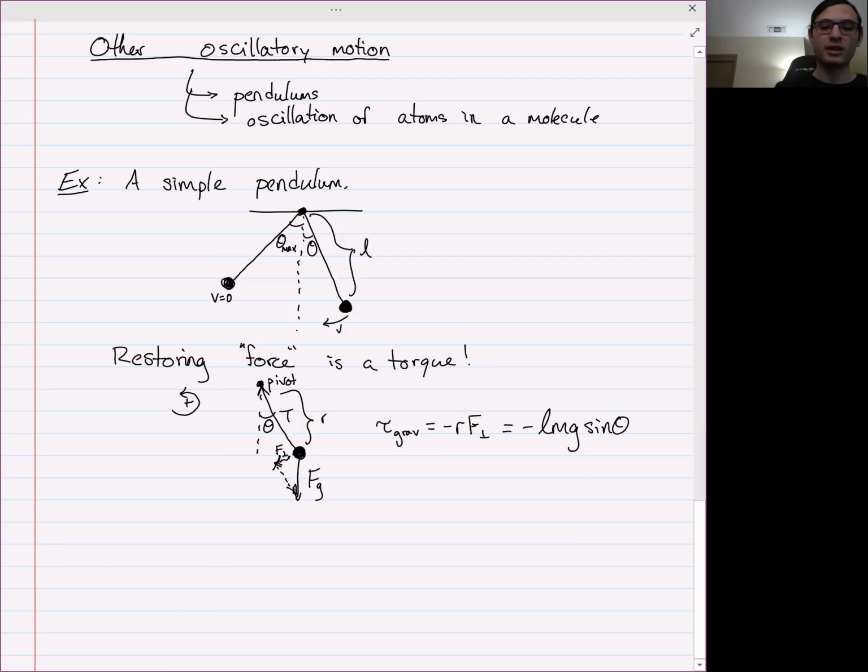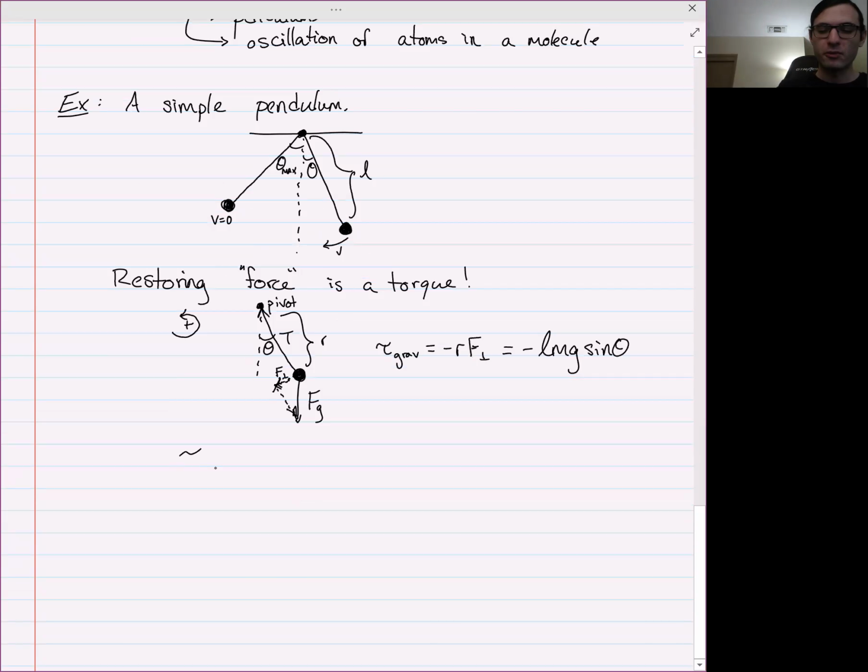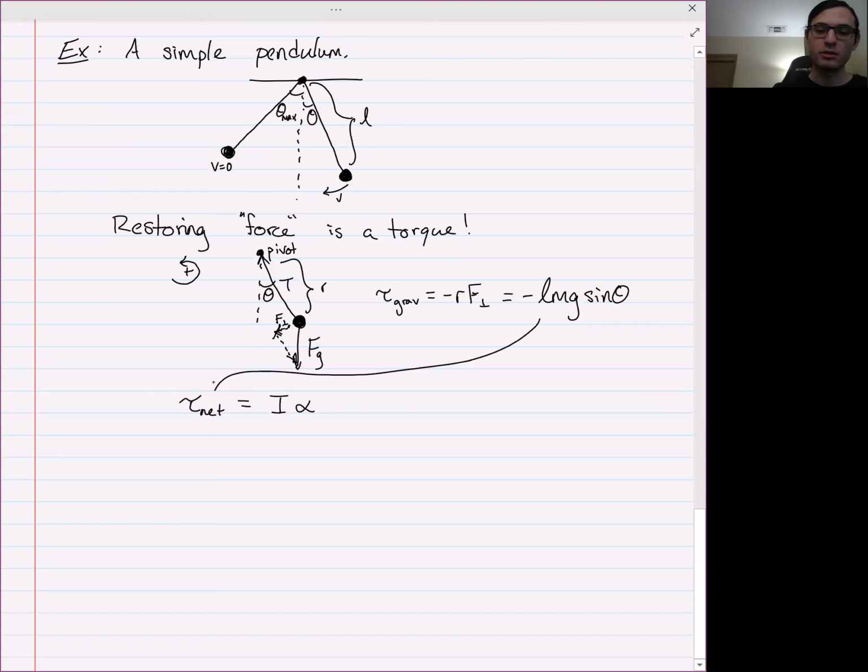And so we can use Newton's second law, the rotational version, which says that the net torque. Oh, and by the way, the tension force doesn't exert a torque. It points in the same direction as the vector from the pivot point to the place where it's applied, so it doesn't apply any torque here. So the net torque is just the torque due to gravity, and that should be equal to I alpha, where alpha is the angular acceleration. Okay, so let's substitute this in. What we're left with is minus L m g sine theta equals I alpha, and now we have to use some more knowledge that we have.